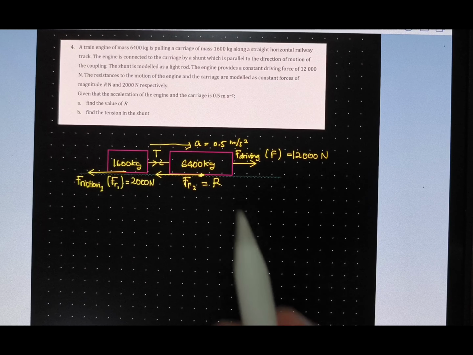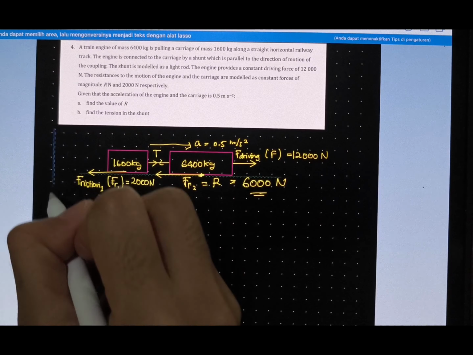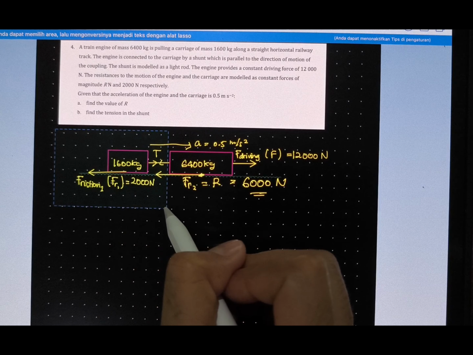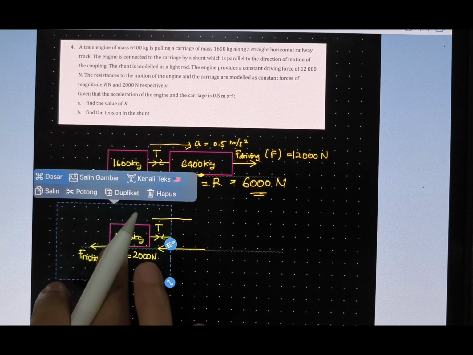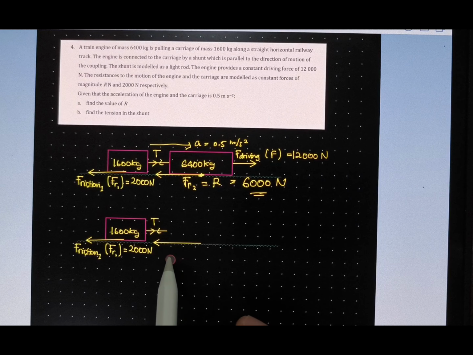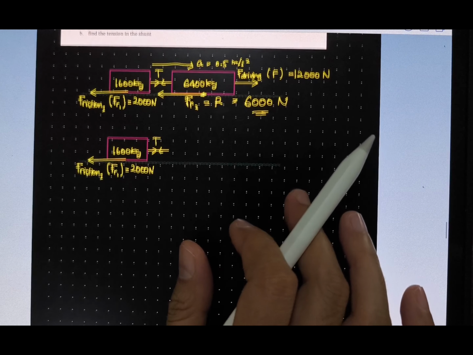Let's continue to question 4 part B. Find the tension in the coupling. From the first force diagram, we see that the tension only affects the carriage. Without the tension, the carriage cannot move, but without the tension, the train still can move. This confirms that the tension force acts on the carriage.